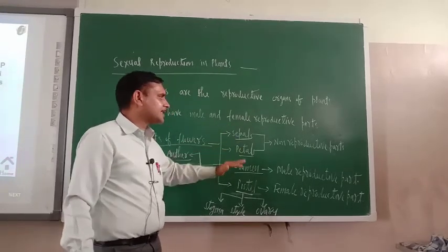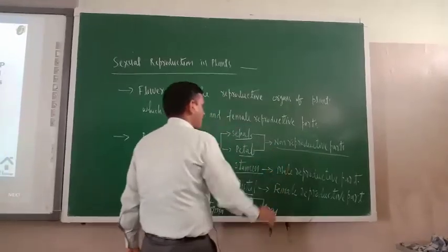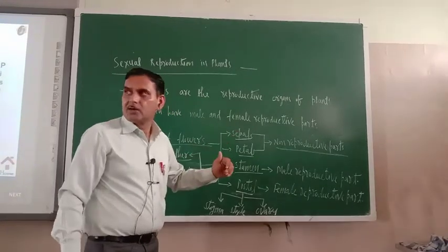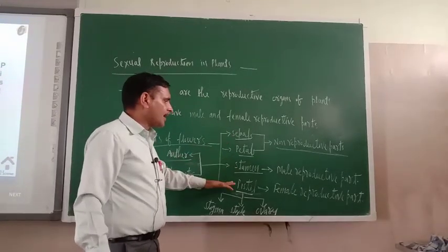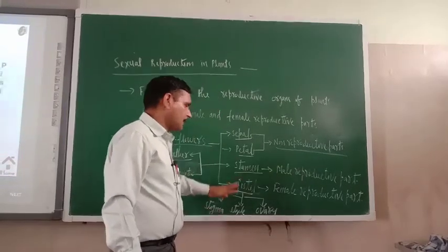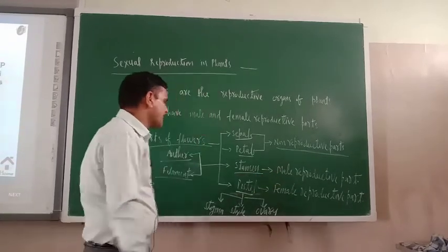Sepals and petals are non-reproductive parts. What are they? They are non-reproductive parts. Okay. What about this one? Stamen and pistil. Stamen is the male reproductive part. What about pistil? Pistil is the female reproductive part.